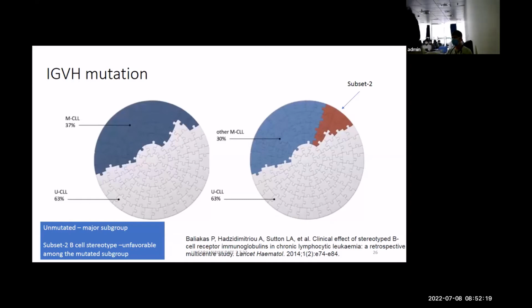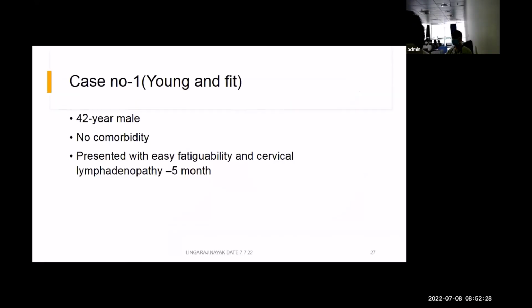Clinically, the use is TP53 by NGS or Sanger and IgG mutation. So we need these two pieces of information for all our patients to know about prognosis and to plan the treatment.